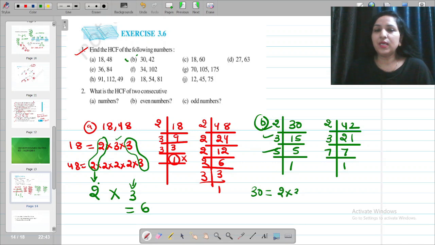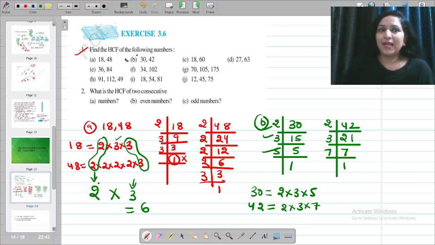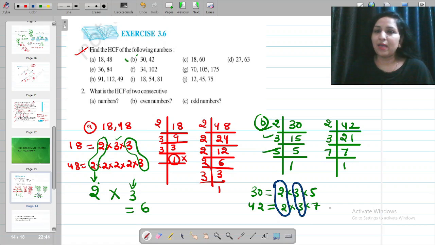2, 3 and 5. Now we have 42, which can be written as 2, 3 and 7. I hope up till here everyone is aware of what to do. After doing prime factorization, let us make the pairs of the common factor. We can see here 2 and 2, it's common. 3 and 3 is common. We do not have any 7 up and 5 down.